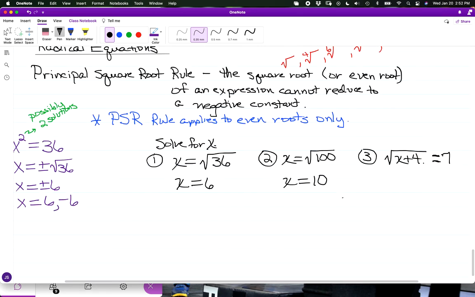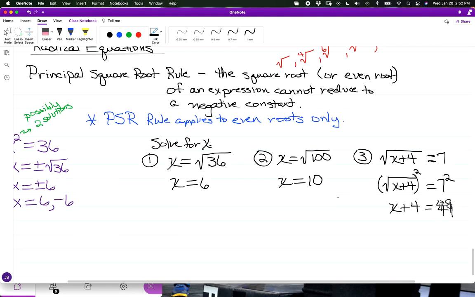And so what I can do here is that I can take care of the square root portion if I take both sides and square. So the square root of x plus 4 squared, again the exponent and the radical will take care of each other. To the right I have 7 squared is equal to 49. And if we have x plus 4 is equal to 49, well, our solution in x is going to end up at 45.